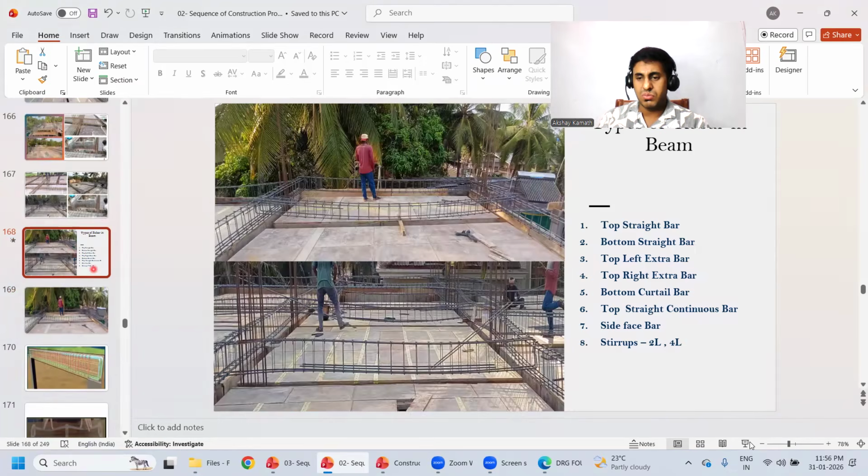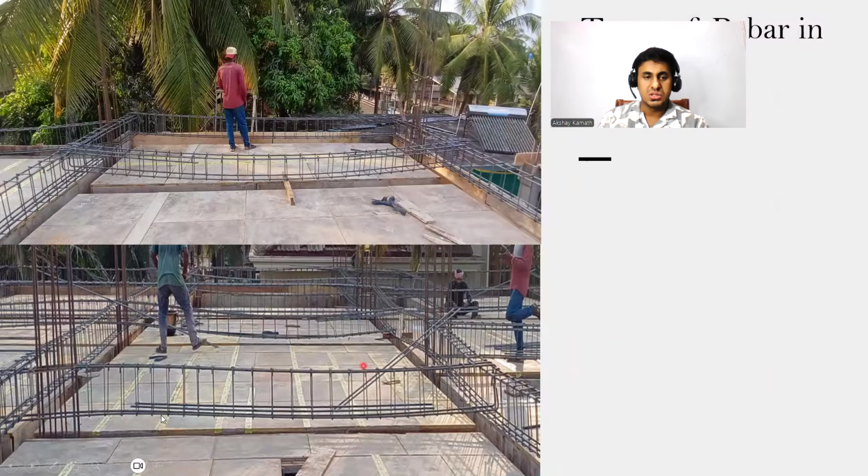So here this is one more drawing, one more site image. Here you can see they have given a bottom curtail. This bar is called a bottom curtail. From this to the center we will leave L/7. From the face of this bar up to this we leave L/7. And if it is a continuous support, we'll leave L/5, which we had seen in the drawing, right?